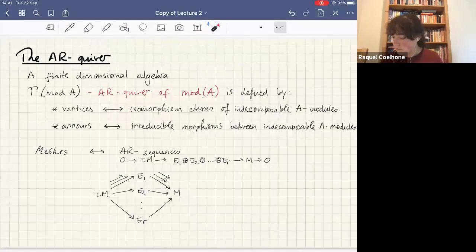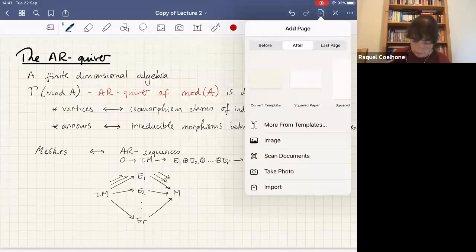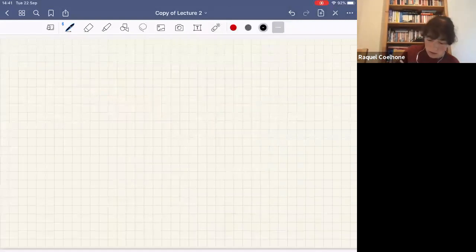Let me say a few more things about this. Okay, so it's a translation quiver. Maybe I'll add one: the Auslander-Reiten quiver has no loops.